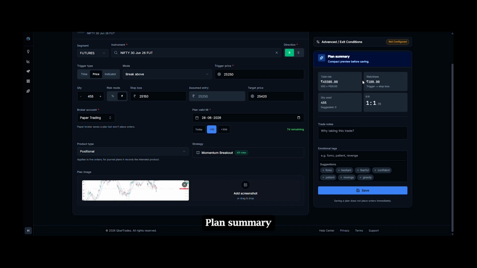Plan summary. As we've been filling in the planner, notice the plan summary updating automatically on the right hand side. Without doing any manual calculations, Qbar Trade shows us total risk, risk per share, quantity used, risk to reward ratio. This instant feedback helps us validate the quality of the trade before taking action.